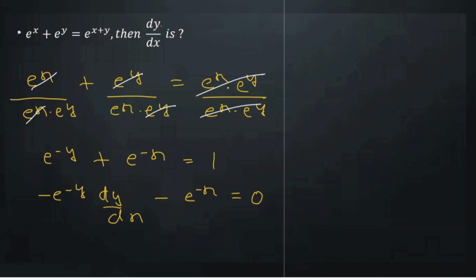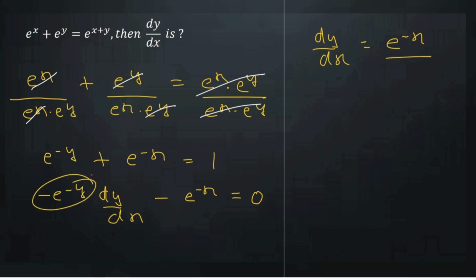Now, in order to find dy by dx, we are going to isolate dy by dx. For that, if I write this as dy by dx and transpose this first to the right hand side, it should give you positive e raised to the power negative x, divided by this, which is negative e raised to the power negative y.